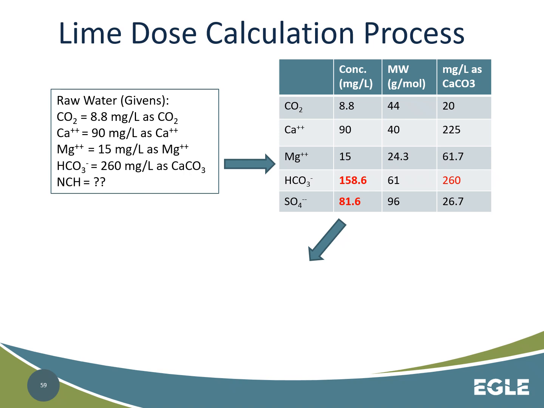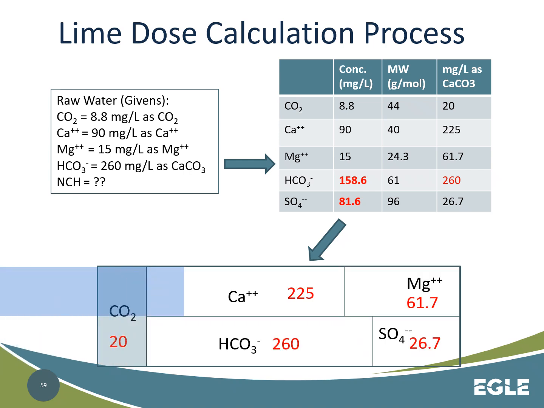We also know that total hardness equals carbonate hardness plus non-carbonate hardness. If we rearrange that equation, we can solve for non-carbonate hardness by subtracting our carbonate hardness from the total hardness we just calculated. So 286.7 milligrams per liter as calcium carbonate total hardness minus our bicarbonate of 260 milligrams per liter as calcium carbonate gives us a non-carbonate hardness of 26.7 milligrams per liter as calcium carbonate. Now let's put that on our bar chart.